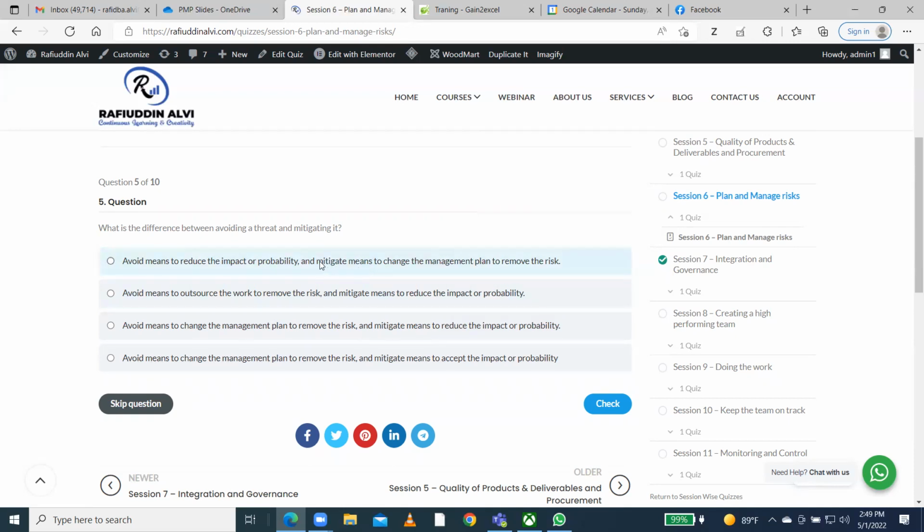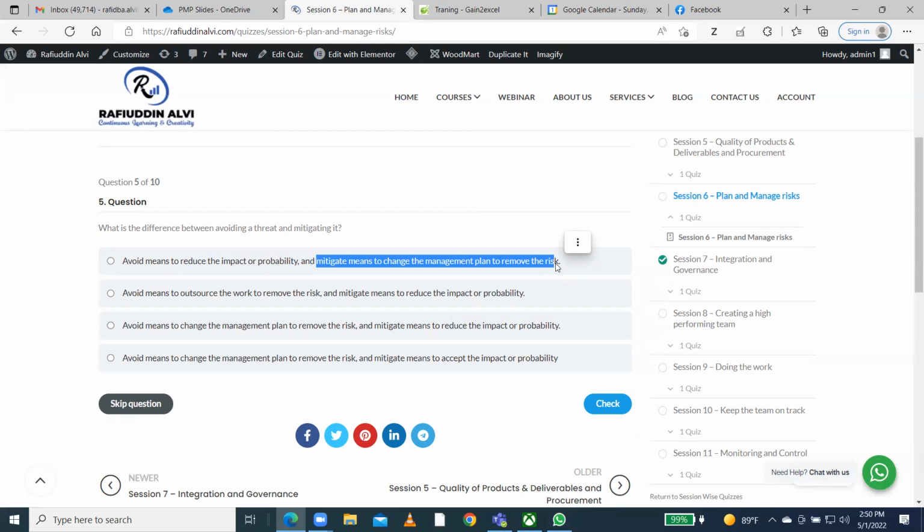Mitigate is correct or not? Mitigate, I think, is wrong. Mitigate means to change management plan. What is mitigate basically? Mitigate means how to handle it. Yeah, mitigate means you have to reduce the impact, reduce the probability of occurring the negative risk. Whenever some kind of negative risk occurs, you need to mitigate it, reduce the probability and impact of occurring the negative risk.